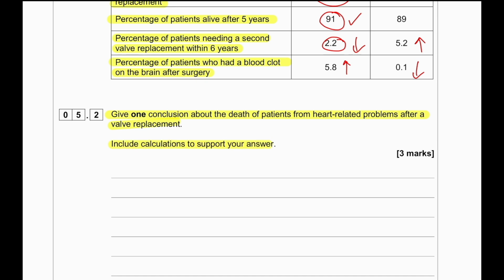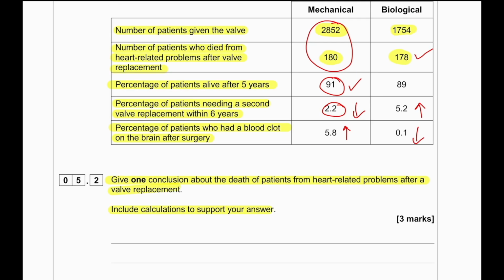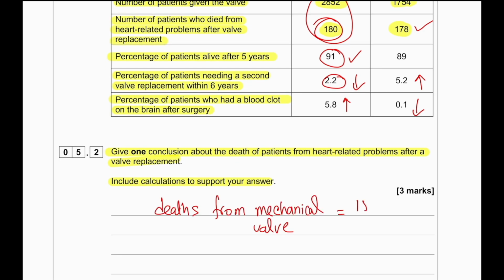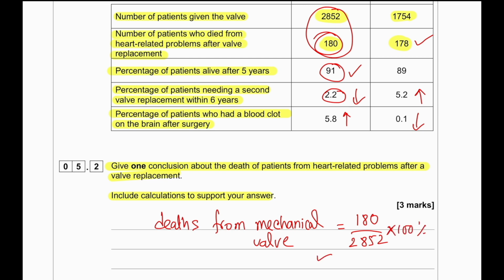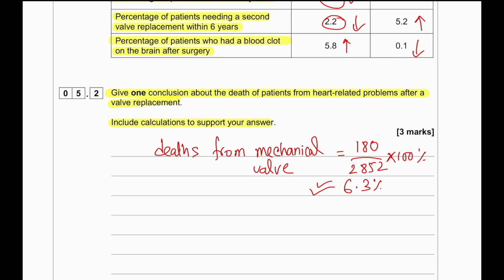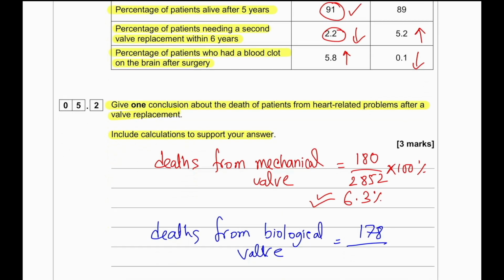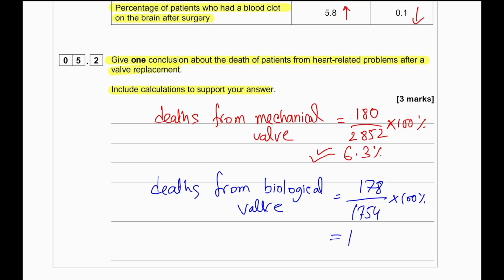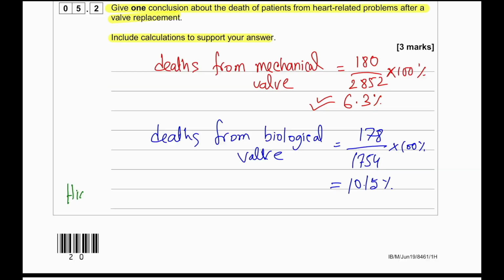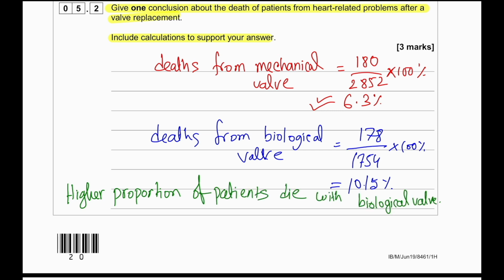So, first of all, deaths from mechanical valve, we have to do the calculation. All right, so it's 180 over 2852 times 100% gives us approximately 6.3%. And then we have to calculate deaths from biological valve, which was 178 from 1754, which is roughly 10.15%, or we can say 10%. Okay, so we can see therefore a higher proportion of patients die with biological valve.